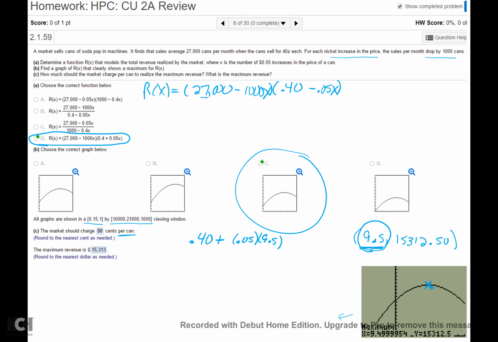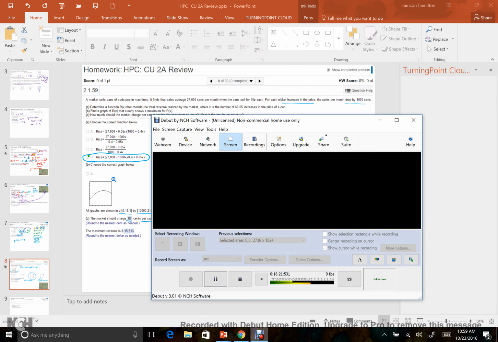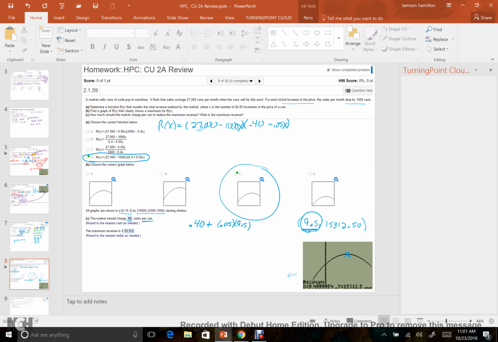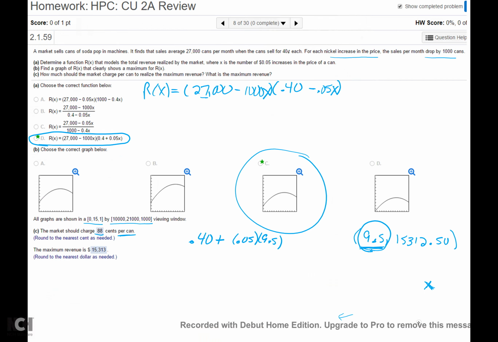Okay? So, to figure out how much I should charge for a can, I take 0.40 plus 0.05 times 9. And it says that I should have 85 cents. Why am I getting 88 cents? Okay, give me just a second here. Okay, sorry about that. It would help if I typed it in the calculator right.